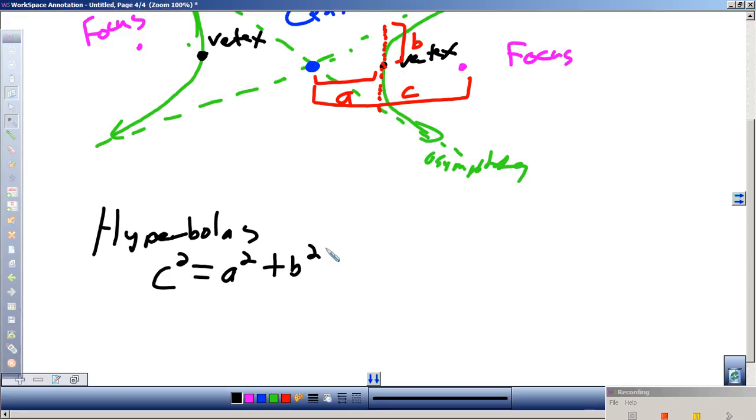How is that different from ellipses? Yeah, in ellipses it is minus. Here we've got plus. Eccentricity, C over A. How is that different from ellipses? It's not, it's the same.